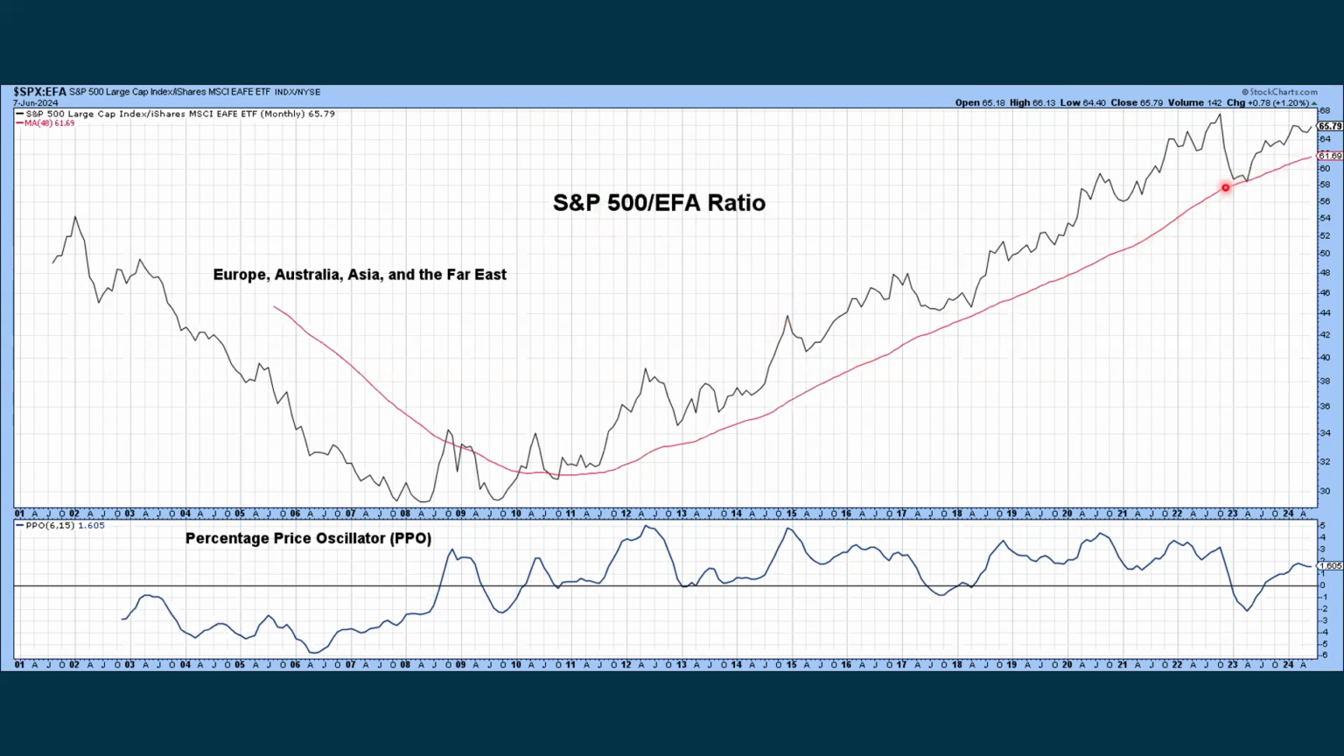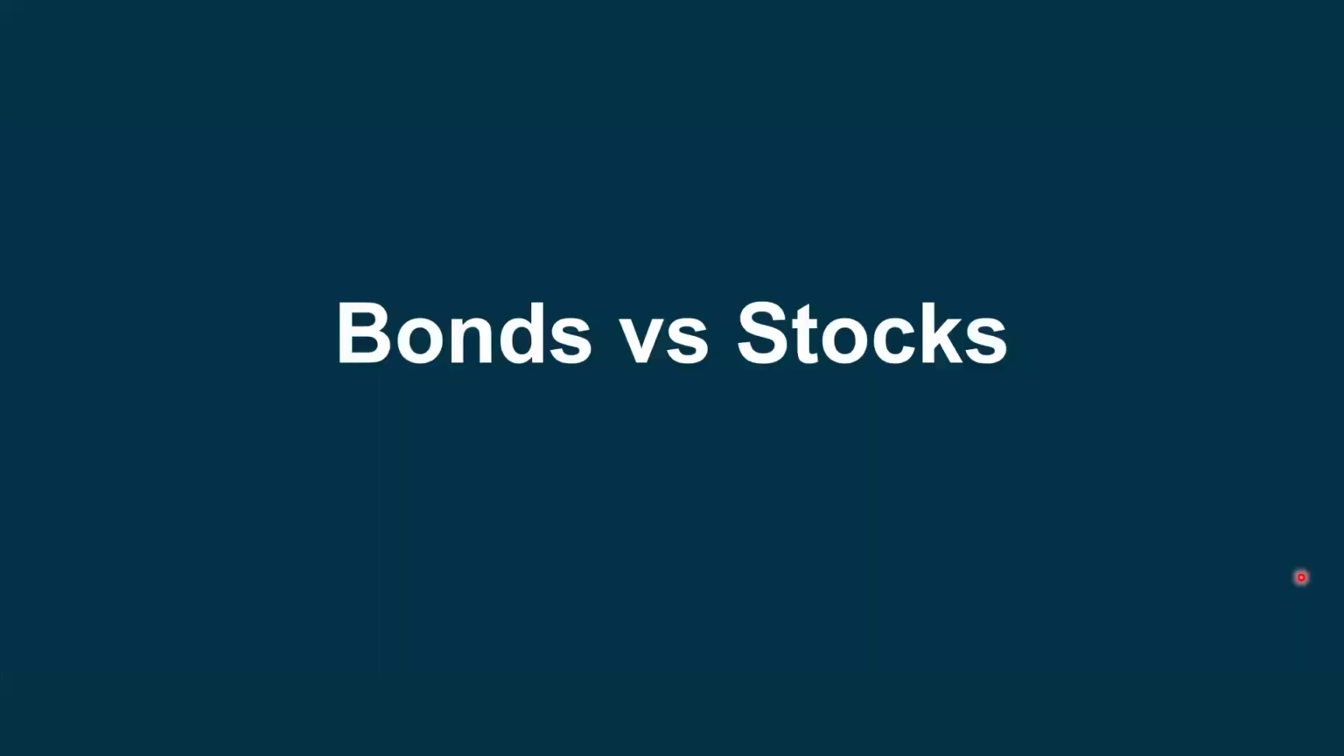The red line is going up, and we're above the red line. So U.S. stocks are outperforming stocks in Europe, Australia, Asia, and the Far East. We do plot an oscillator down here to measure momentum, and this is a monthly chart, so it takes a while to change, but this has been declining a bit.